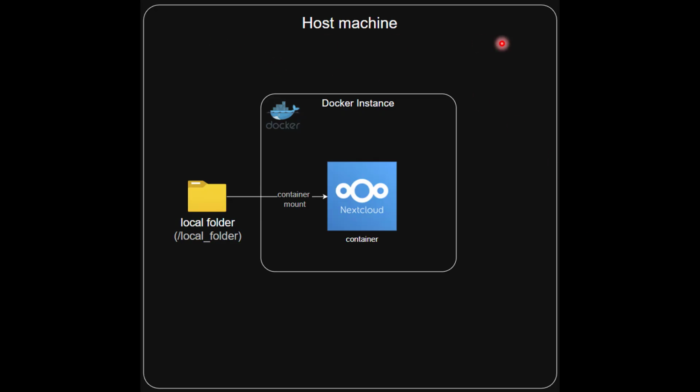Let's say you have a host machine, you have Docker running inside that, and you are running Nextcloud as a Docker container inside the Docker instance. Now, if you want to increase the storage of Nextcloud, you can use a local folder, maybe sitting in another drive of the host machine. The first thing you have to do is mount this local folder using Docker mounts into this Nextcloud container. Once you do that, this container can access this folder.